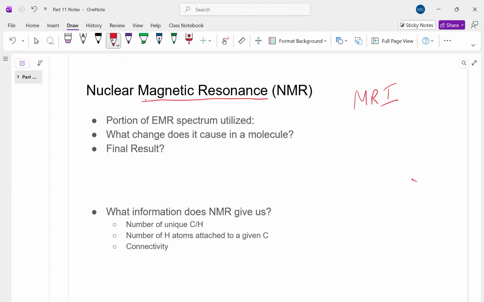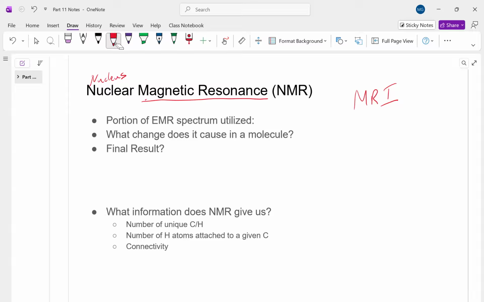And the reason why they don't call it nuclear magnetic resonance imaging is people get a little freaked out when they see nuclear and they think, oh, radioactive or something like that. And in reality, this has nothing to do with radioactivity. Nuclear just refers to nucleus. And that's what we're looking at. We're looking at the nuclei of certain atoms.